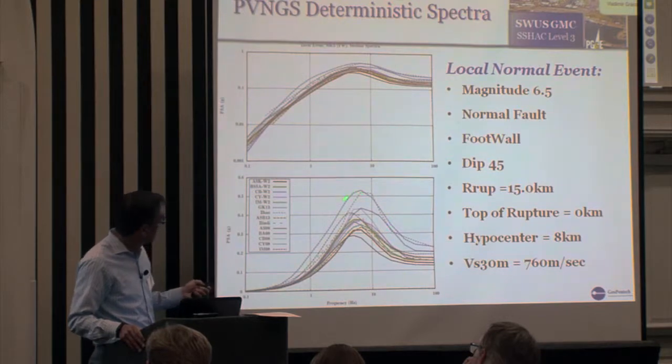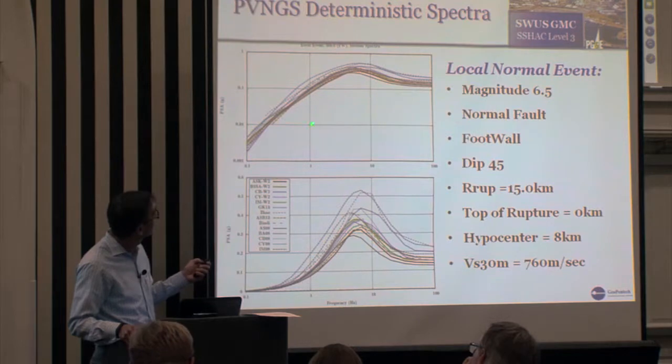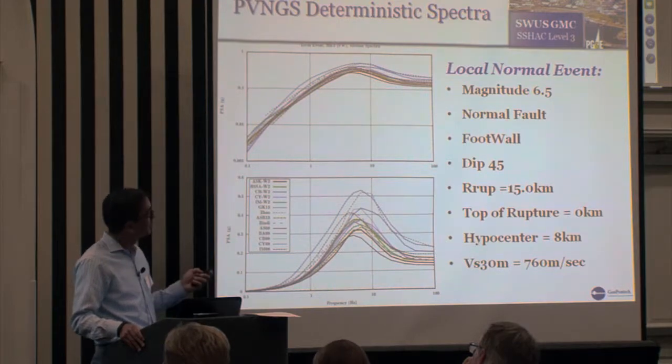And this one, the high one here, is the Graizer and Kalkan model, which is coming out higher than the rest of them. And this is the Zhao model again, which is coming out a little bit higher as you get out to the longer periods or lower frequencies.